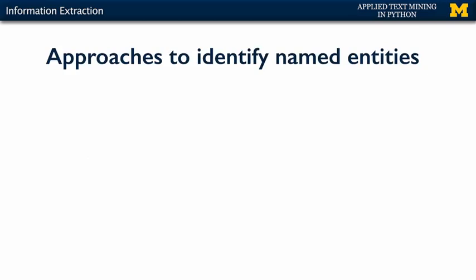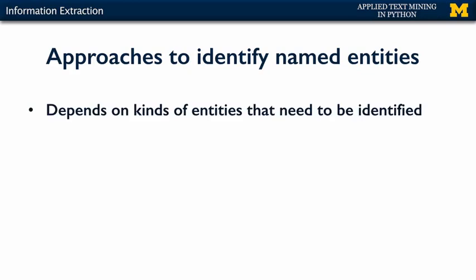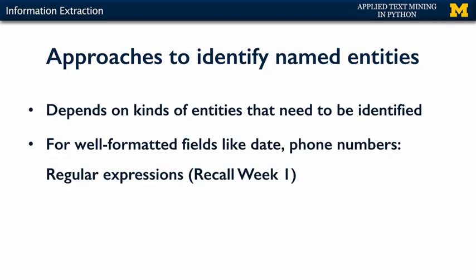Okay, now that we know the task well, what are the approaches that people use to identify named entities? It really depends on the kind of entities that we have. So for example, if you have well-formatted fields like dates and phone numbers, then you would use regular expressions. Recall that we have done the regular expressions for date, for example, in week 1 of this course. And that is a very valid named entity identification task. In fact, the assignment was really asking you to do an information extraction task for dates from the given text file.